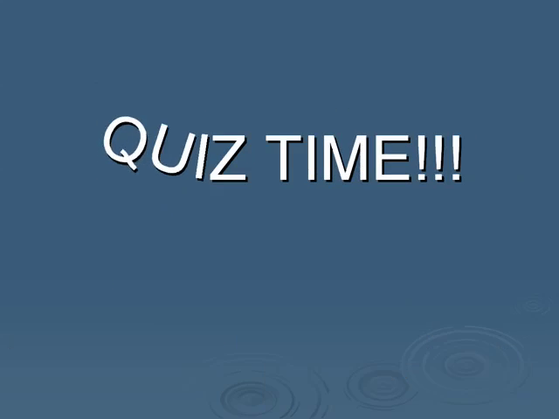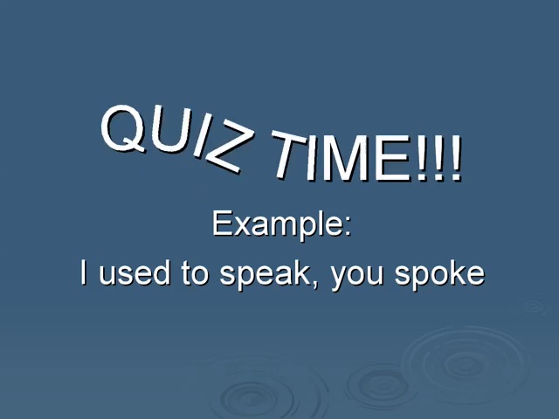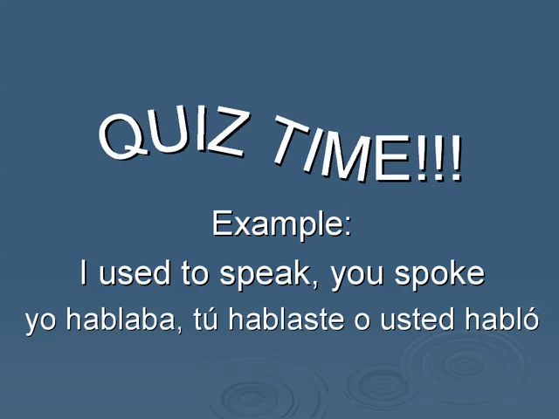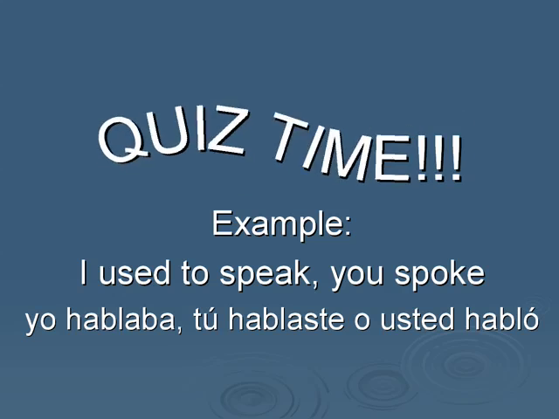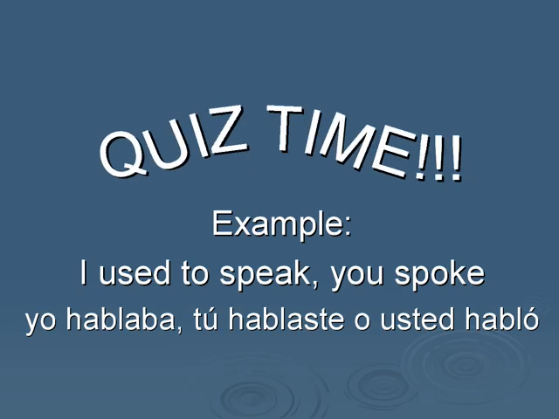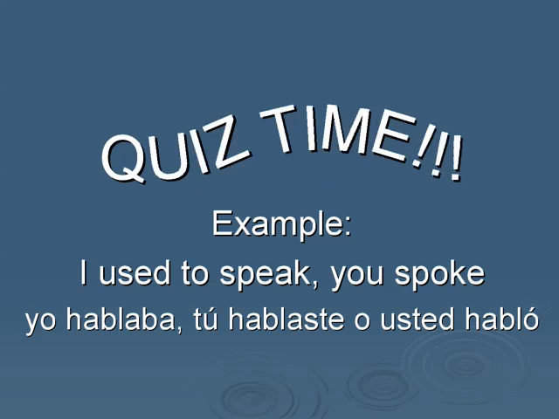So we're going to go over the quiz of 5 verbs that we're going to conjugate. An example would be I would ask: I used to speak, and you spoke. I'll give you some time, and then you will say yo hablaba, tú hablaste, o usted habló. There's going to be 2 answers for all the you questions. I want you to practice the formal and the familiar. Let's get started.